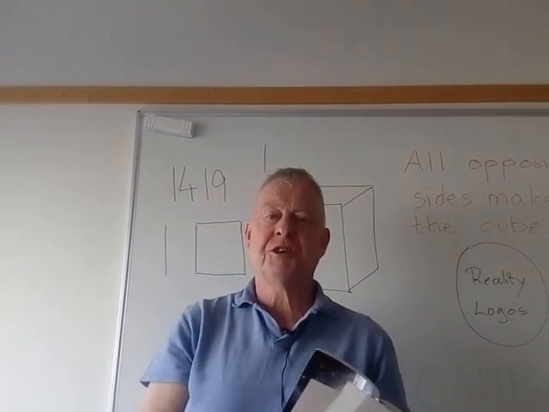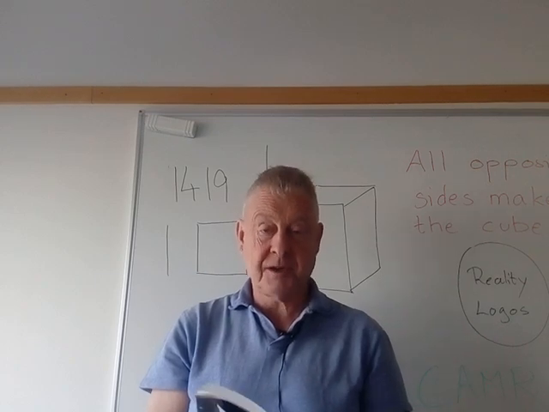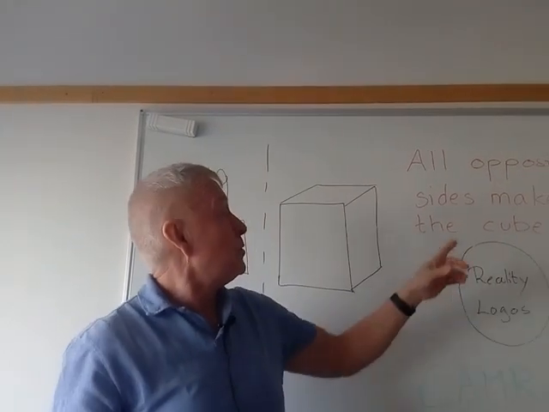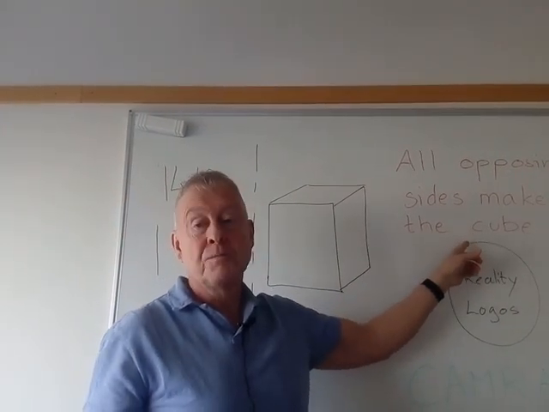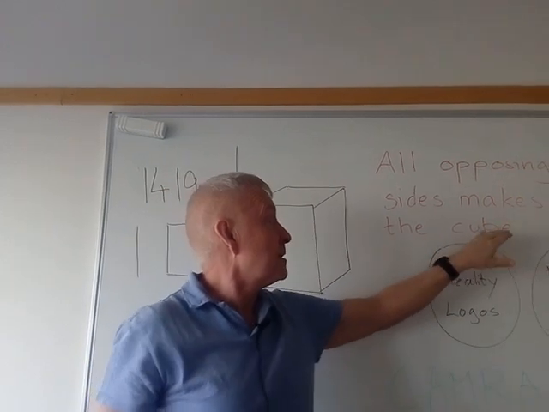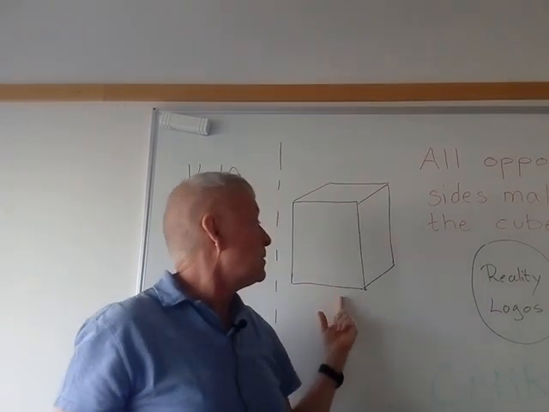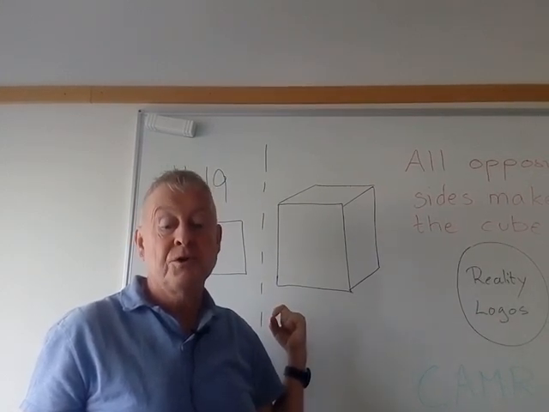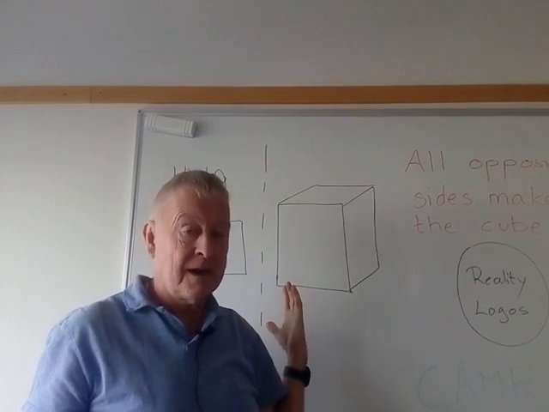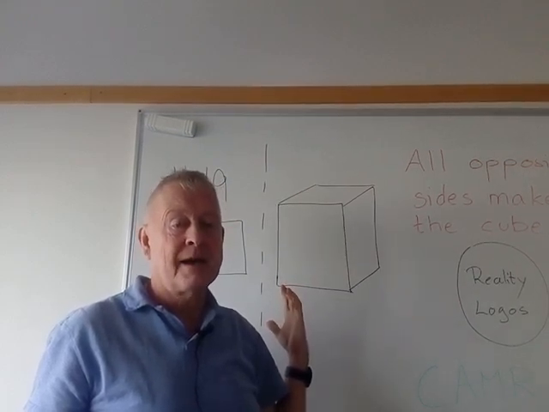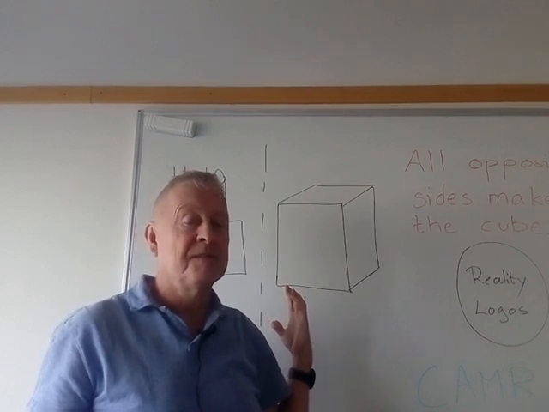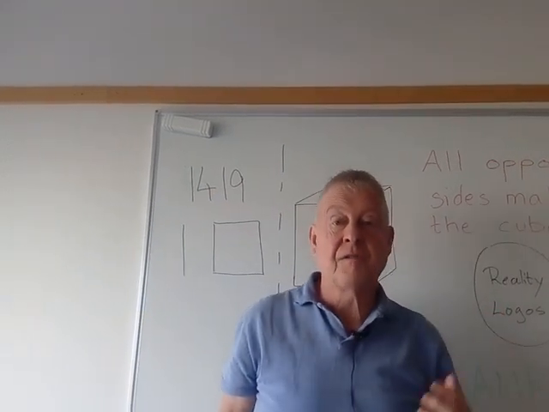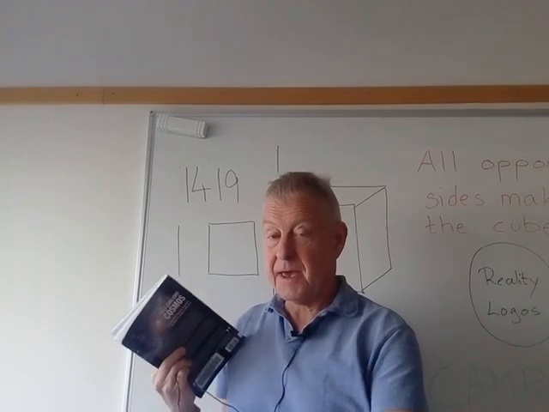Think also with unity. There can be no unity without oppositions. As clearly shown, all opposing sides make the cube. Without opposing sides, sides that cannot be seen, there will be no cube. Dimensionality always has the concept of non-visibility or covering up. It's a feature of having dimensions, having depth.